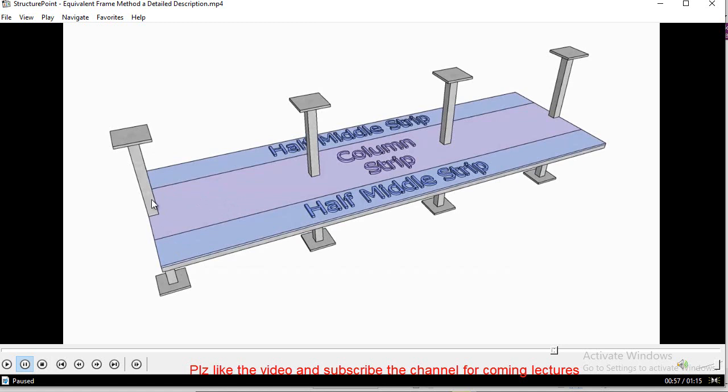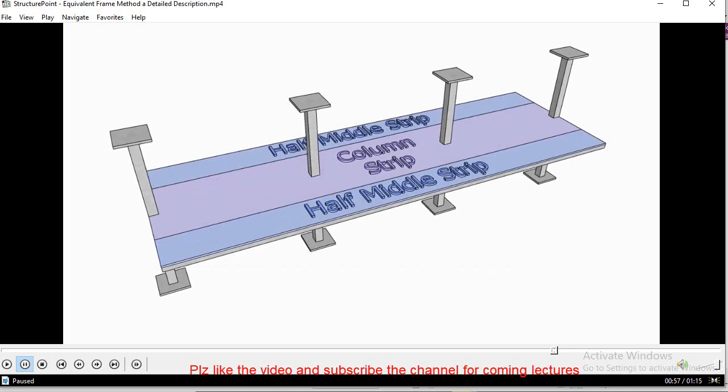This means that if you take 7% of 34, it will give you 5. Now half of that 5 moment will go toward the half middle strip, so 2.5 something will come here, and the rest of the 93% moment will be absorbed in this column strip.